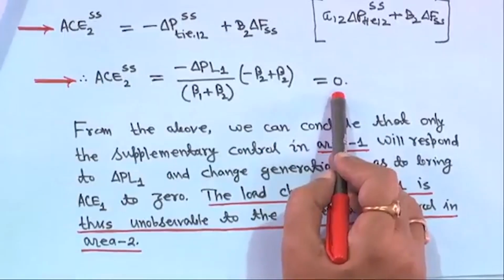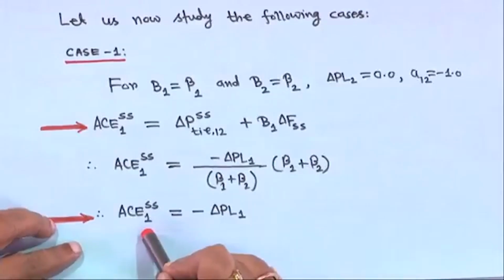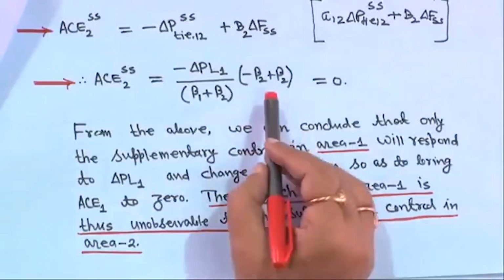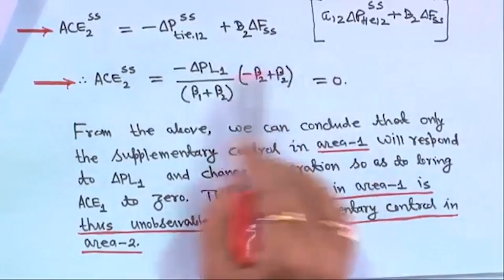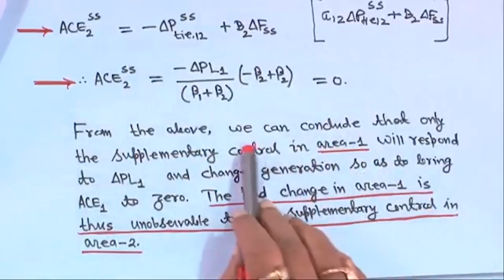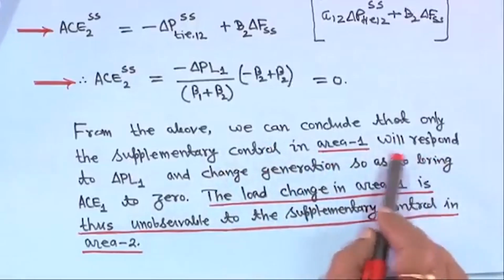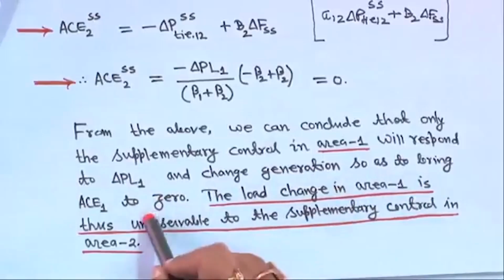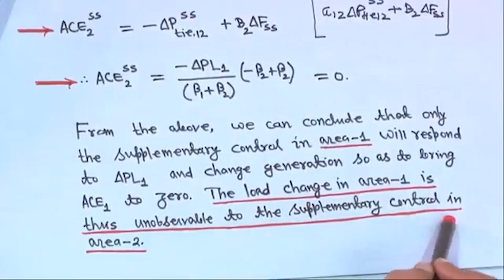If the load disturbance has happened in area 1, then it is showing minus delta PL1, and in area 2 there is no load disturbance. So, AC2 SS is actually becoming 0. From the above we can conclude that only the supplementary control action in area 1 will respond to delta PL1 and change generation so as to bring AC1 to 0. The load change in area 1 is thus unobservable to the supplementary control in area 2.